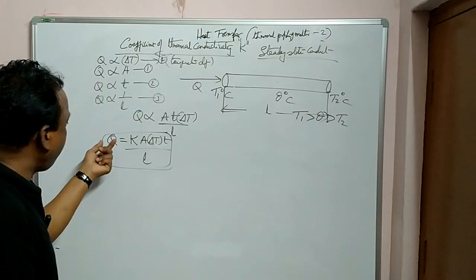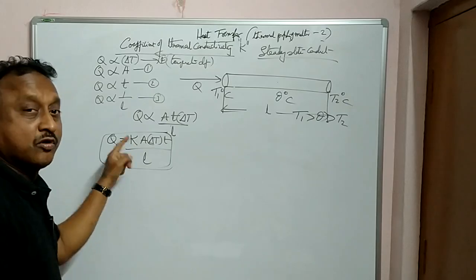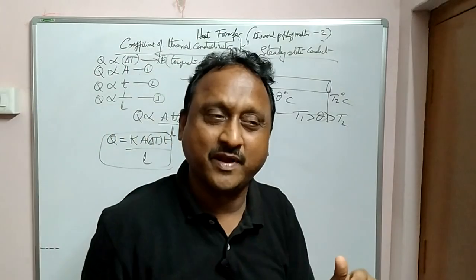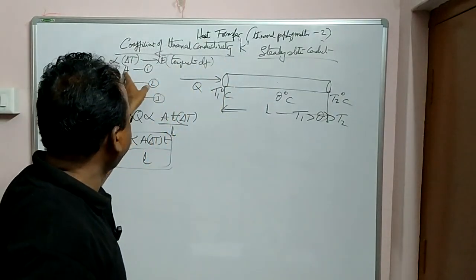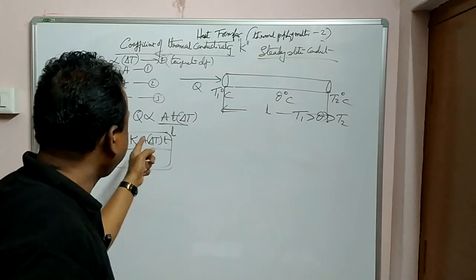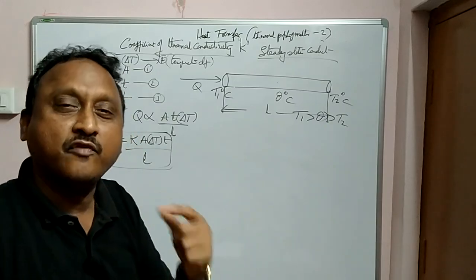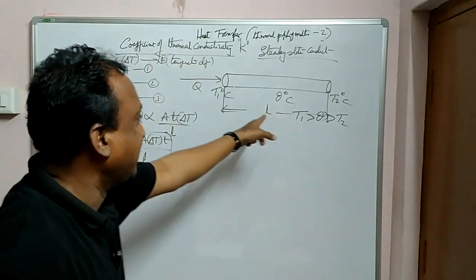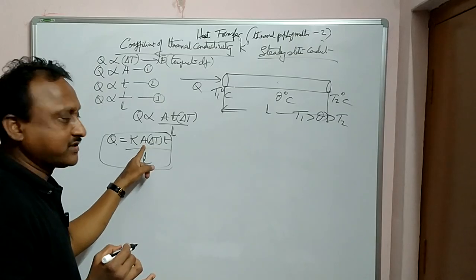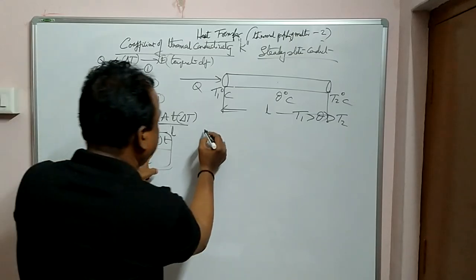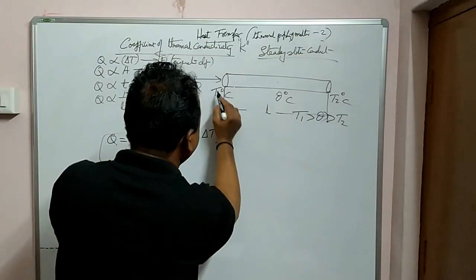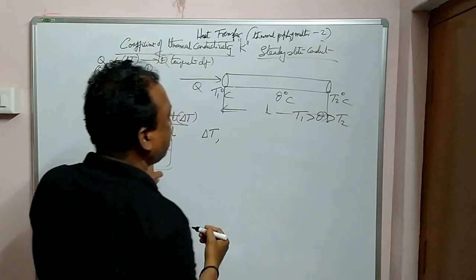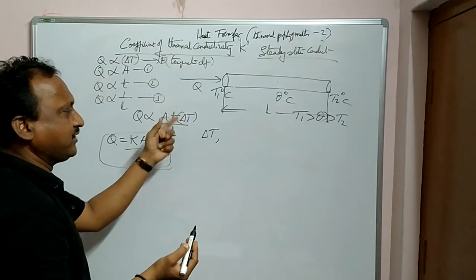So from this you have Q, heat; K, the coefficient, a constant of proportionality. After removing the proportionality, we introduce a constant of proportionality, that is K. This is called the coefficient of thermal conductivity of the material. A is the area of the cross section, delta T is the temperature difference. Delta T is the difference in temperature, either T1 minus T2, whichever way you can take.